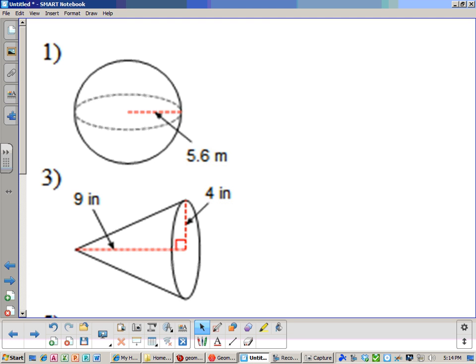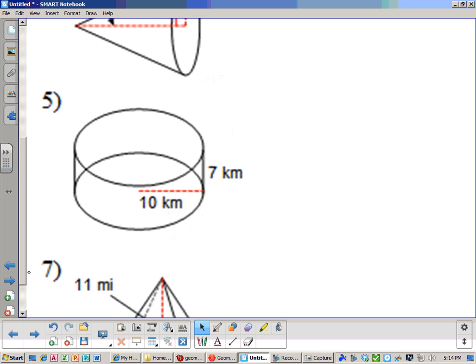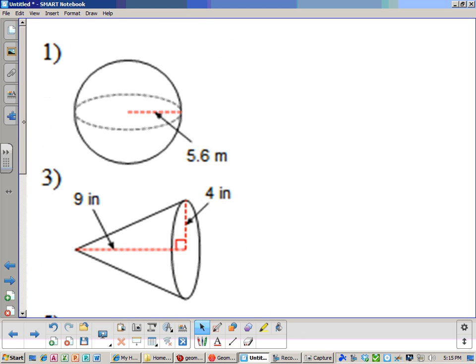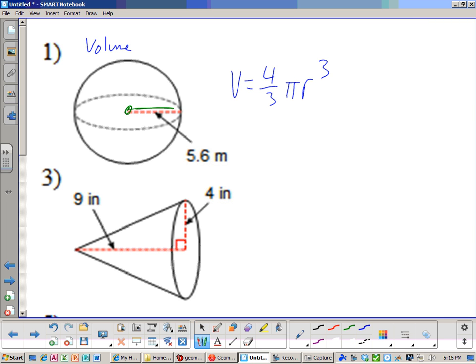Number one, we're looking at a sphere. And instructions are, I believe, to find the volume. To find the volume of it, right? So we are to find the volume of this very first problem, which is very easy. You look at your formula chart, which is provided on the back page, and it'll tell you that the volume of a sphere is 4 over 3 pi r cubed. It tells you right there what the radius is. The radius is 5.6. So I'm going to just write 4 over 3 pi times 5.6 cubed.